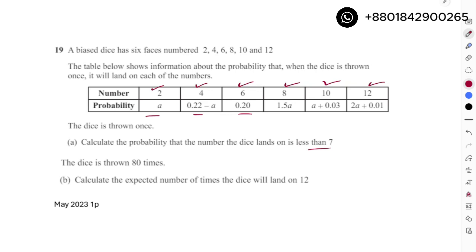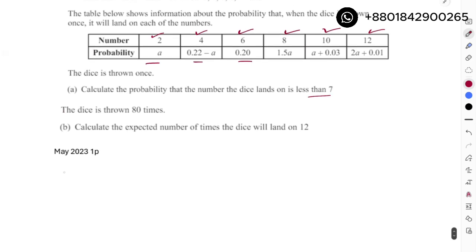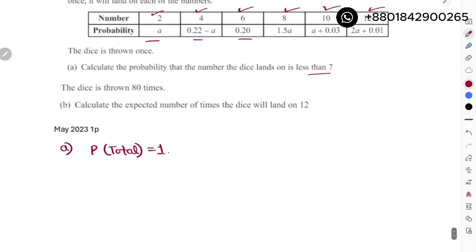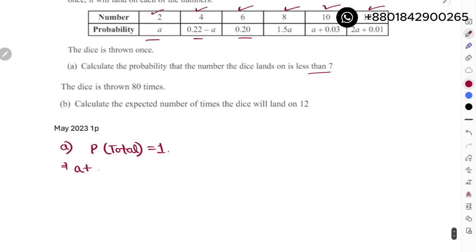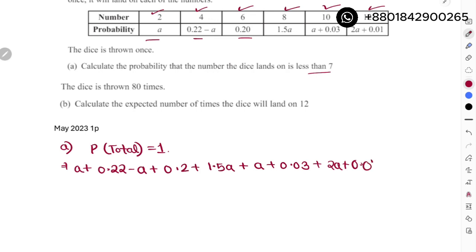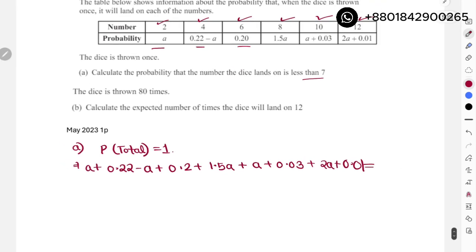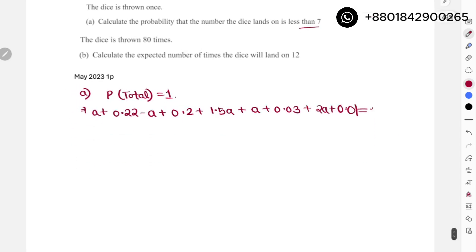So you have to calculate that value for A first. We can do that by using this formula. The total probability is going to be equal to 1. If the total probability is 1, then you have A plus 0.22 minus A plus 0.2 plus 1.5A plus A plus 0.03 and then again 2A plus 0.01, and that is equal to 1.